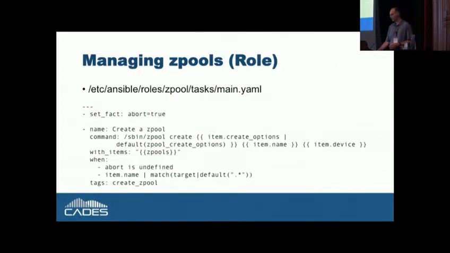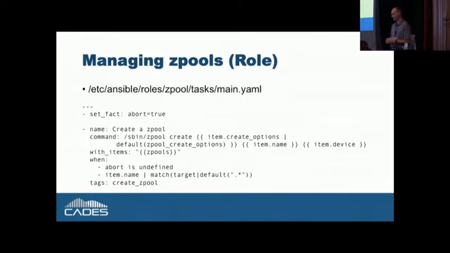And then the actual role itself. This is an example of part of one of the plays in that role. One of the first plays there is I set a fact abort equals true. That's done so that if someone just fires up a playbook, none of these plays will run by default. Nothing will actually happen to the system.